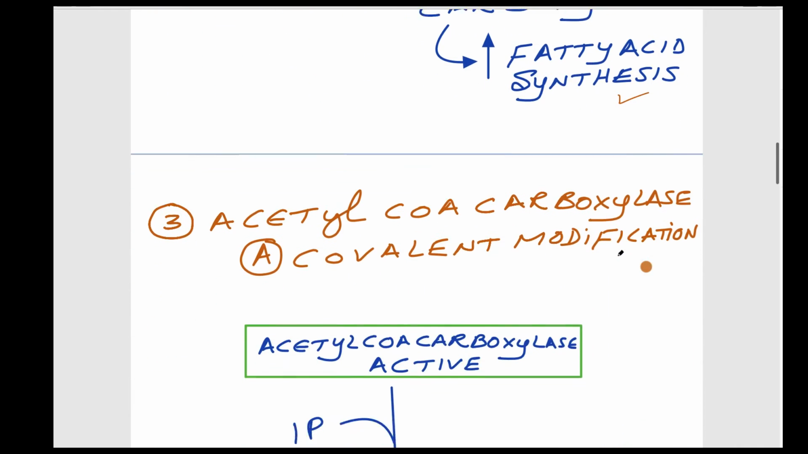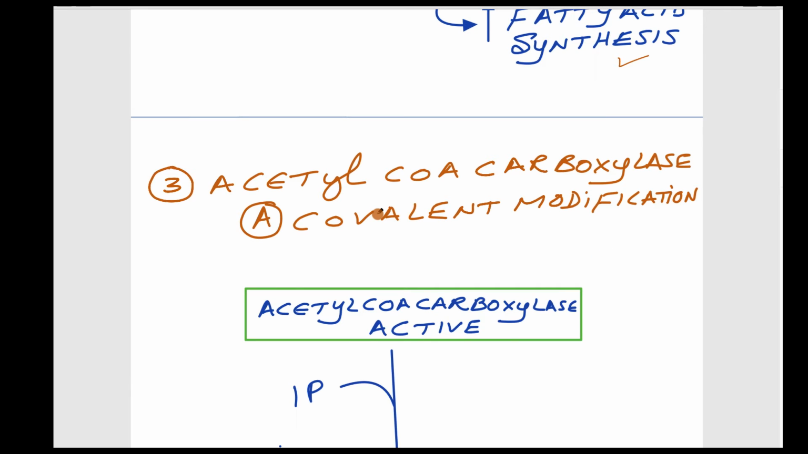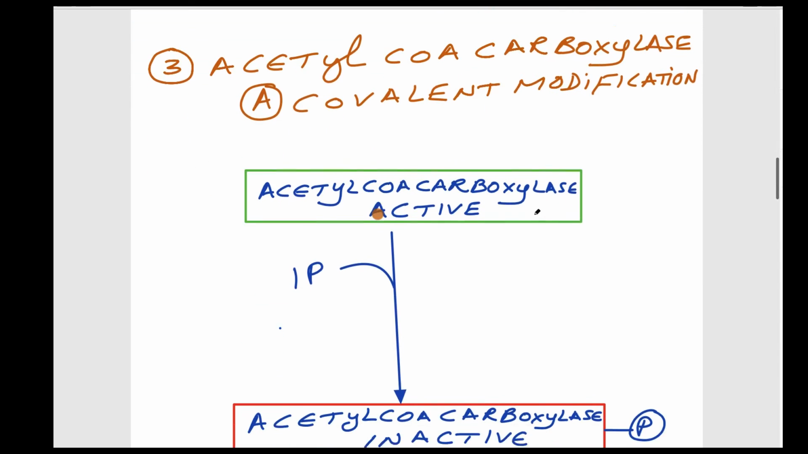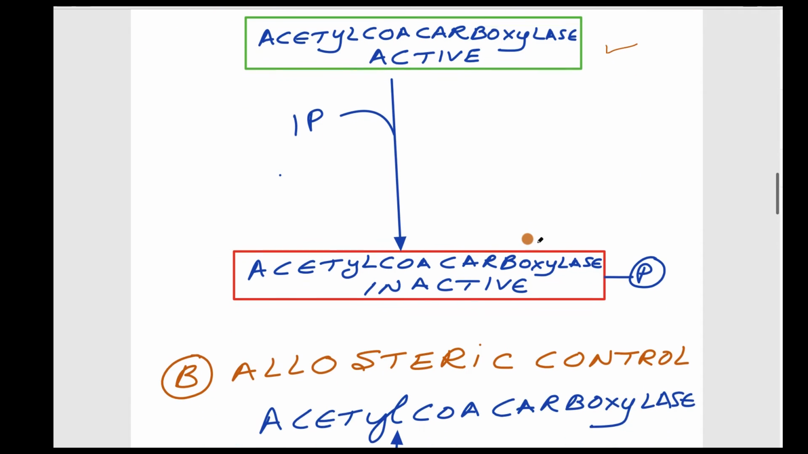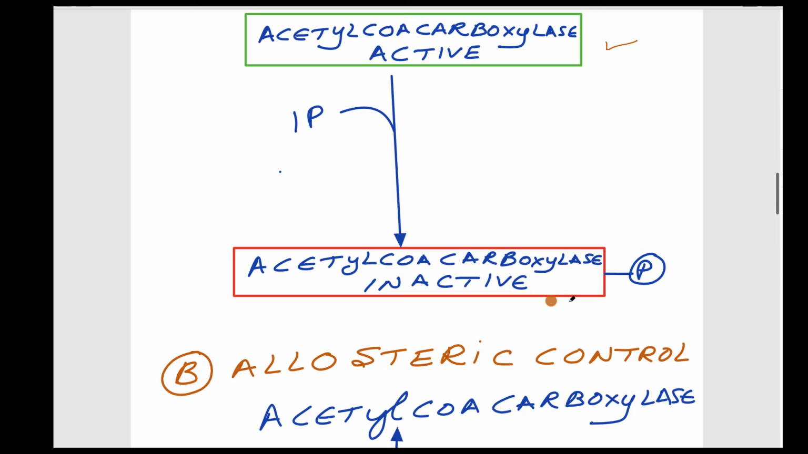Acetyl-CoA carboxylase can exist in two forms: one is active, the other is inactive. The active form is the dephosphorylated one. If phosphate is added, it becomes phosphorylated, and that will be inactive.